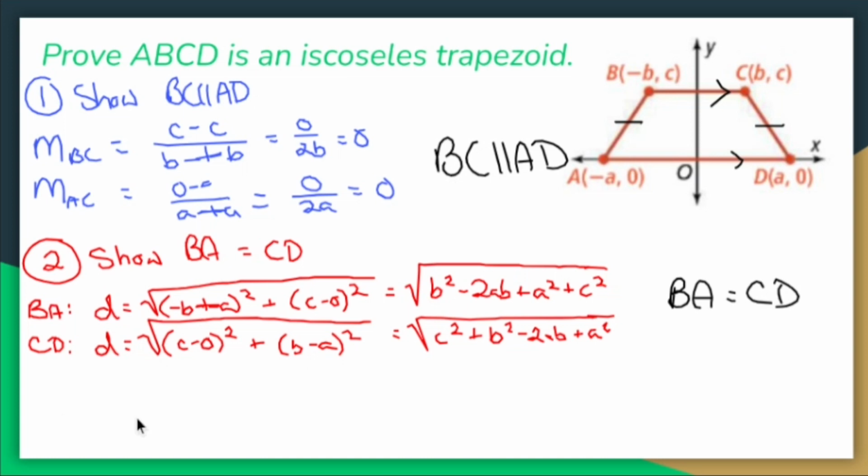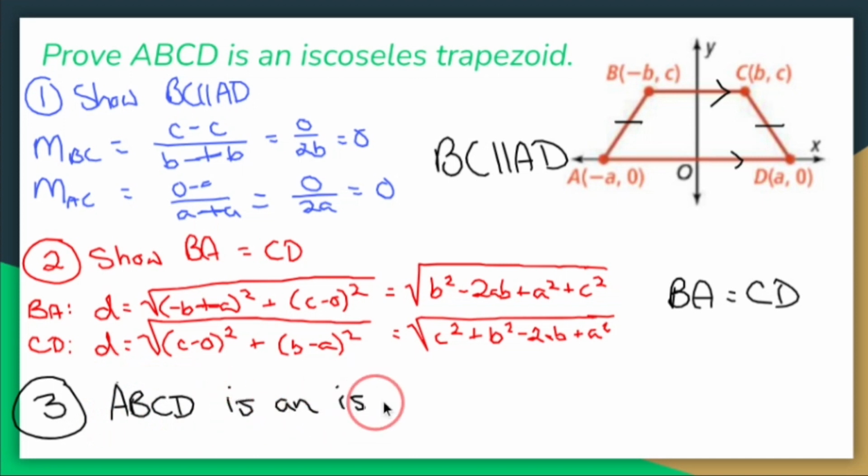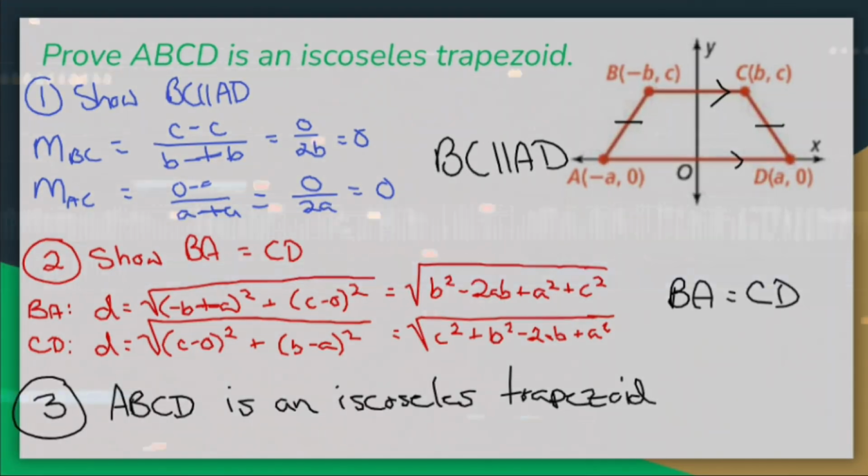So since BC is parallel to AD, and since BA is equal to CD, that tells me that ABCD is an isosceles trapezoid. All right, so that's coordinate geometry. You're not setting up a two-column proof. You're just showing the math that you need to show to prove that these shapes are exactly what they say they are. Finally.